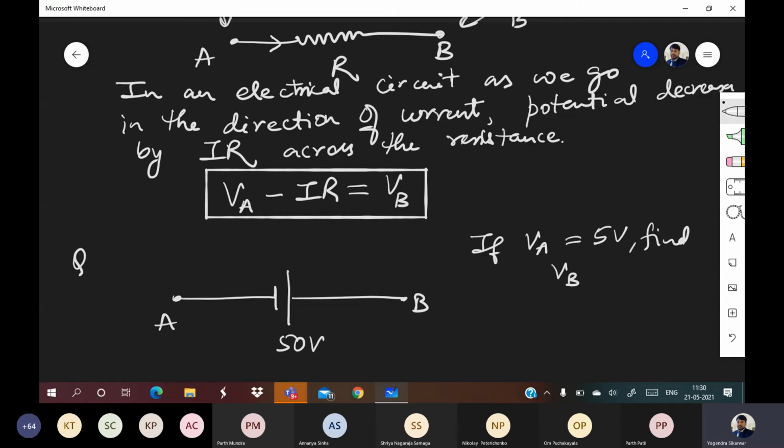There is a question from Ananya. Sir, in the previous question, can you explain how the sum of V1, V2, V3 is negative? Now you realized how the sum of V1, V2, V3 is negative, Ananya? Because potential is decreasing across resistance when we are going in the direction of current.